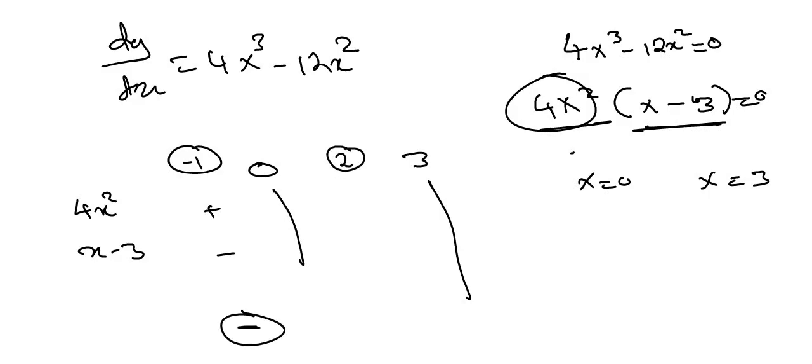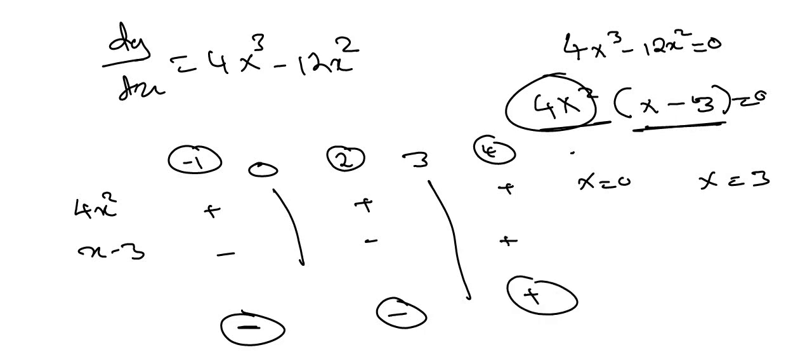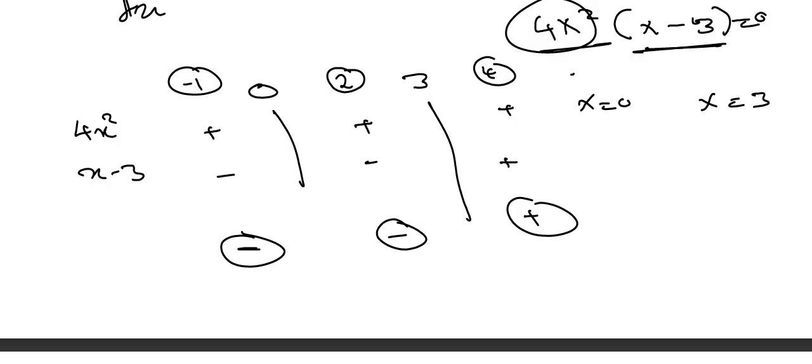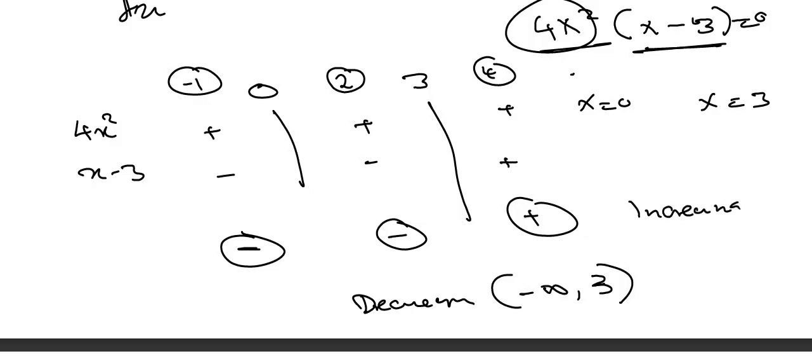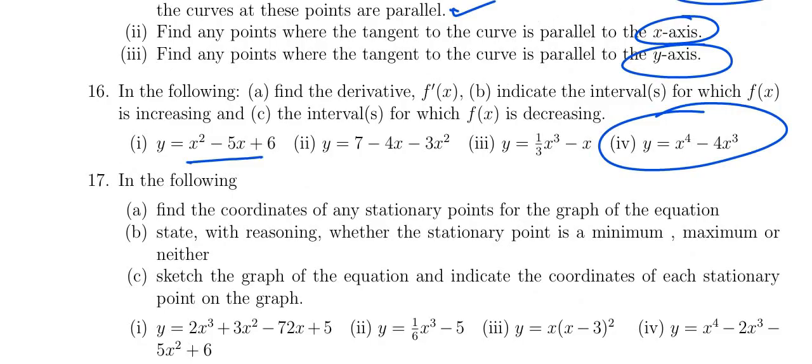Pick a 2. That's positive, that's negative, so this is negative. Pick a 4. That's positive, and that's positive. So it's decreasing below 3, where it's negative. That's why it's decreasing: from negative infinity up to 3. Then it's increasing from 3 up to positive infinity, where it's positive. This is how we handle question number 16, and that's what we do for the rest of the questions.